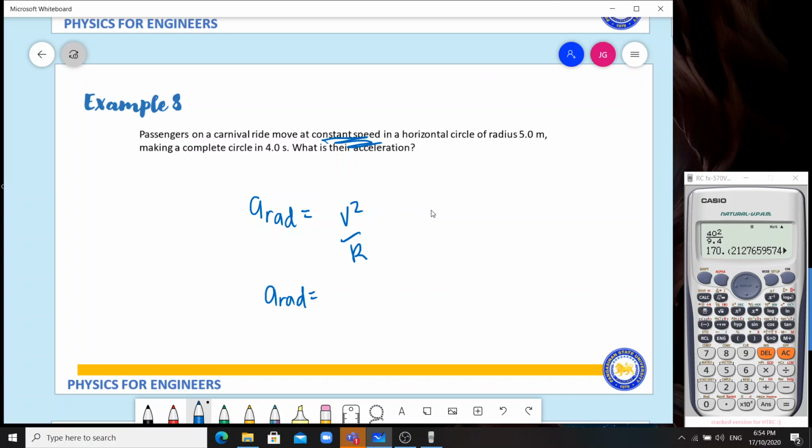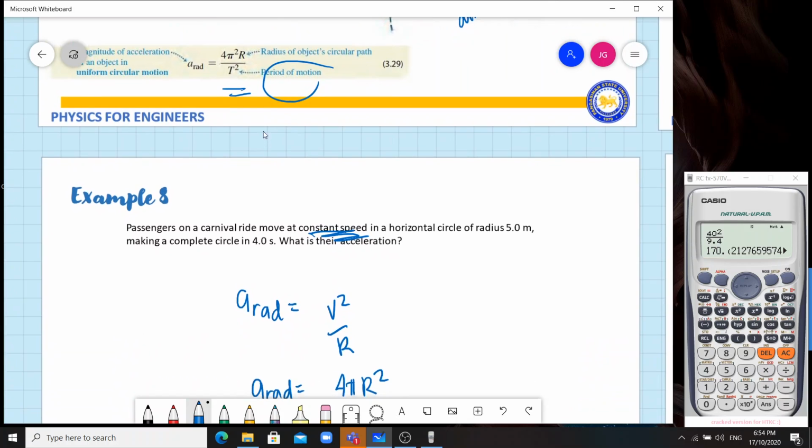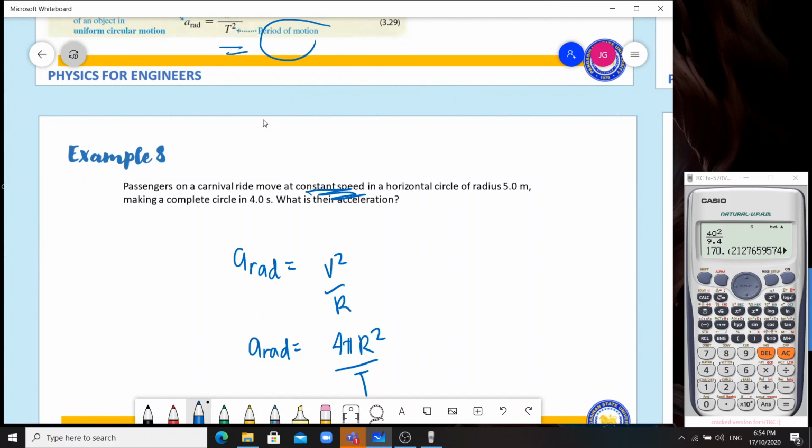Making a complete circle in 4 seconds, okay? So, hindi niya binigay yung velocity, 'di ba? Hindi niya binigay yung velocity, pero pwede natin siyang i-compute dun sa 4 pi squared r over t squared. Tama ba? Yung formula kanina. Kasi binigay niya yung period eh. Kasi ang period, 'di ba, is the time to complete a complete circle.